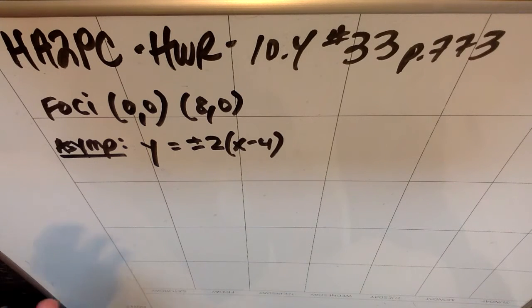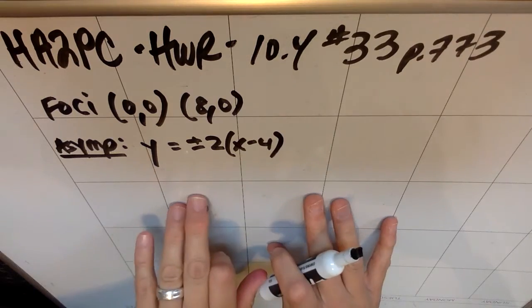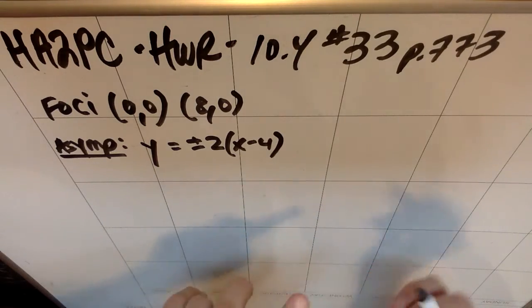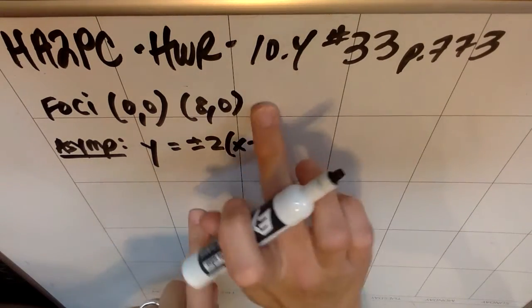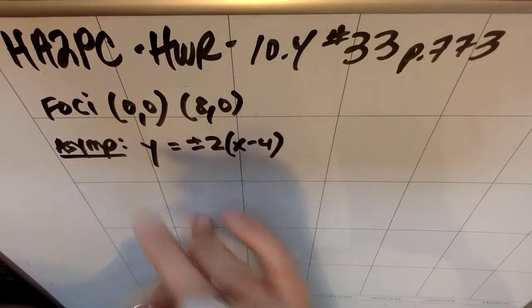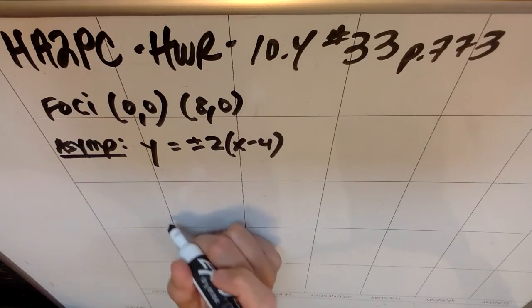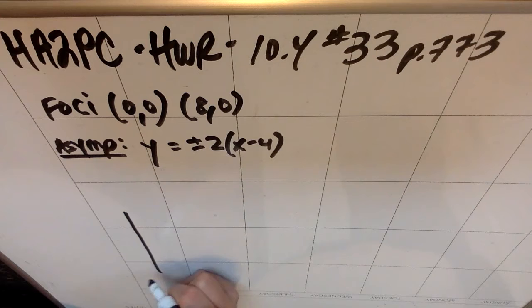given that we know the foci are (0, 0) and (8, 0), and that we know the asymptotes of this function. So there's a couple things. Both of these pieces of information are enough to give me the center of this thing. I could realize that the center has to be halfway between the foci, right? And I can graph those if it helps. It's not a bad idea to have an idea of what this looks like.